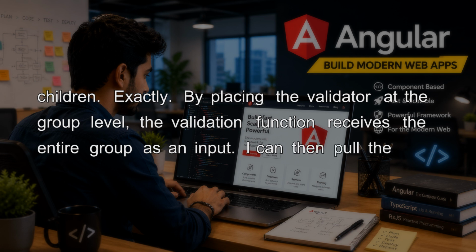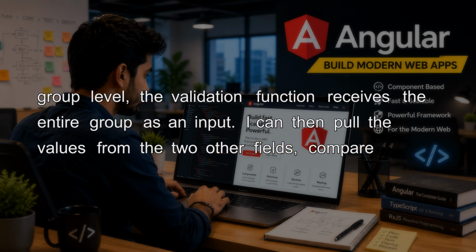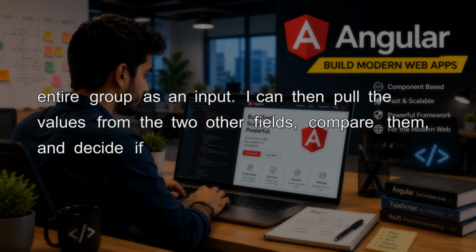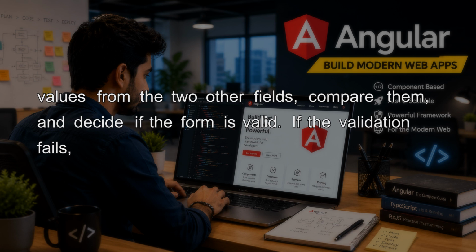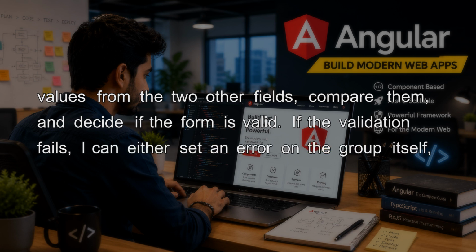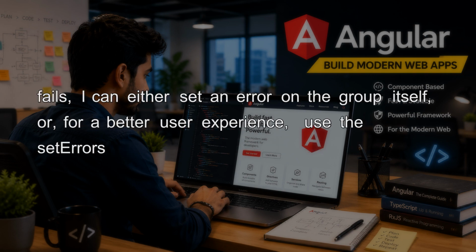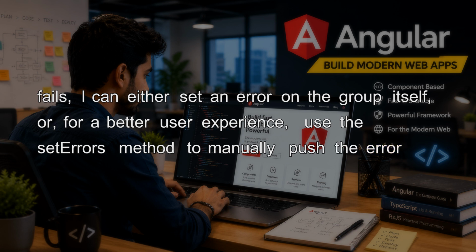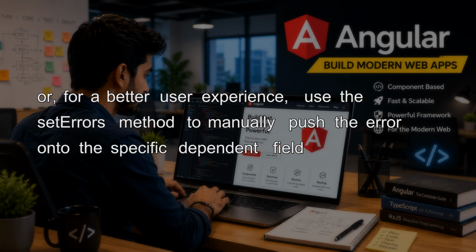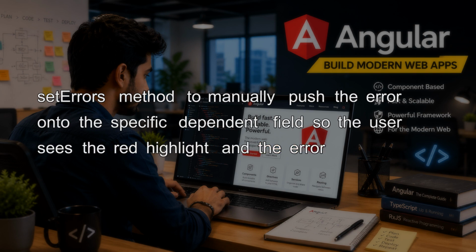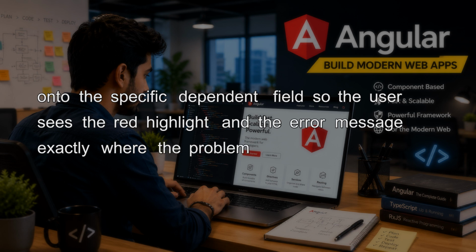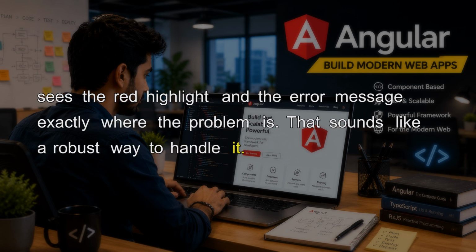I can then pull the values from the two other fields, compare them, and decide if the form is valid. If the validation fails, I can either set an error on the group itself, or, for a better user experience, use the setErrors method to manually push the error onto the specific dependent field so the user sees the red highlight and the error message, exactly where the problem is. That sounds like a robust way to handle it.